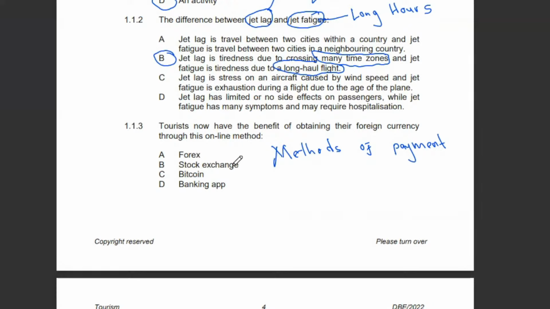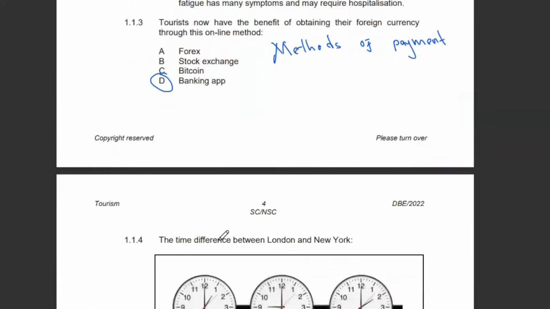Then stock exchange is a completely different concept which is used in business studies. Then Bitcoin, that refers to a cryptocurrency. So our correct answer is a banking application, which you can download on your phone, and you can actually buy foreign currency using that particular banking application. So that is the most recent method which they use when they are buying Forex internationally. So this question falls under methods of payment when traveling internationally.